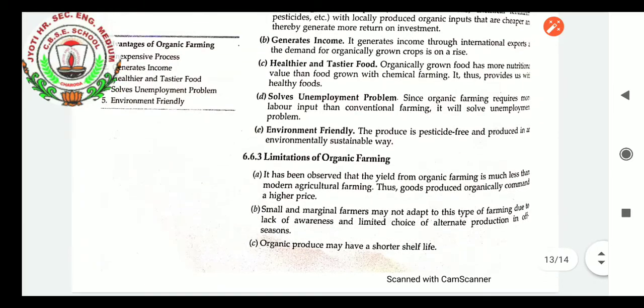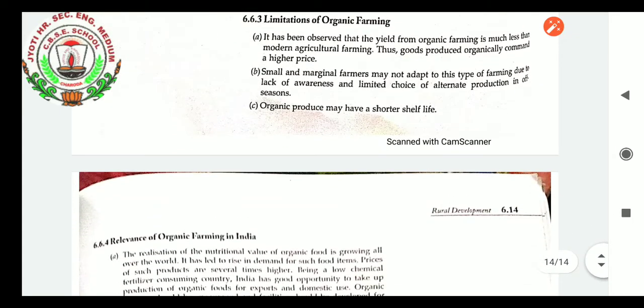Limitations of organic farming, when we see, it has been observed that the yield from organic farming is much less than the modern agricultural farming. Thus goods produced organically command a higher price. Small and marginal farmers may not adapt to this type of farming due to lack of awareness and limited choice of alternative production in off seasons. Organic farm produce may have a shorter shelf life.